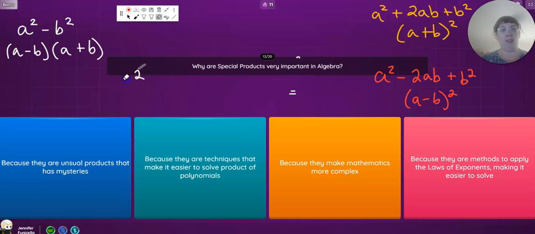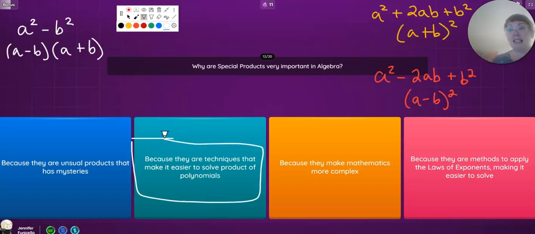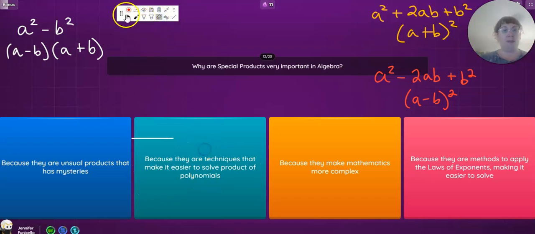So we want to make sure there's a subtraction sign there and that we've squared those terms appropriately. Beautiful. Why are special products important in algebra? Because they are unusual products that have mysteries, because they are techniques that make it easier to solve products of polynomials, because they make mathematics more complex, or because they're methods to apply the law of exponents, making it easier to solve. So we want to choose this one. These are techniques, these are special tricks that make it easier to solve products of polynomials. They're patterns that we've noticed. Beautiful.